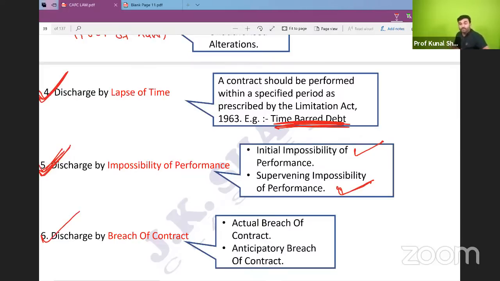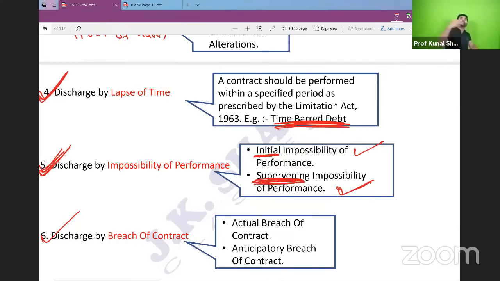The fifth way by which a contract gets discharged is by impossibility of performance, wherein it can either be an initial impossibility or supervening impossibility. What is initial impossibility? From the time when the contract was formed, it was impossible to perform. Initial impossibility means it was impossible to perform the contract right from the beginning. I will pay you 10 crores if you intersect two parallel lines. You said okay. But this contract is impossible to perform right from the beginning. So it is a contract getting discharged due to initial impossibility of performance. Rather, it is void ab initio.